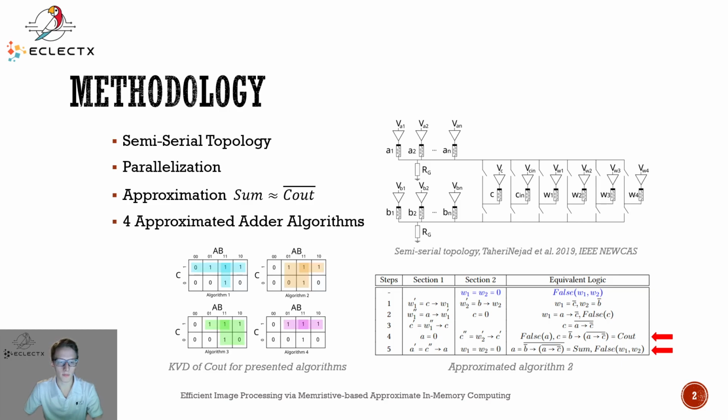In total, we developed 4 approximated adder algorithms, where the Karnaugh diagram for the carry-out is presented here, where you can see that for each algorithm, one carry-out placement is wrong, which is also propagated to the sum.